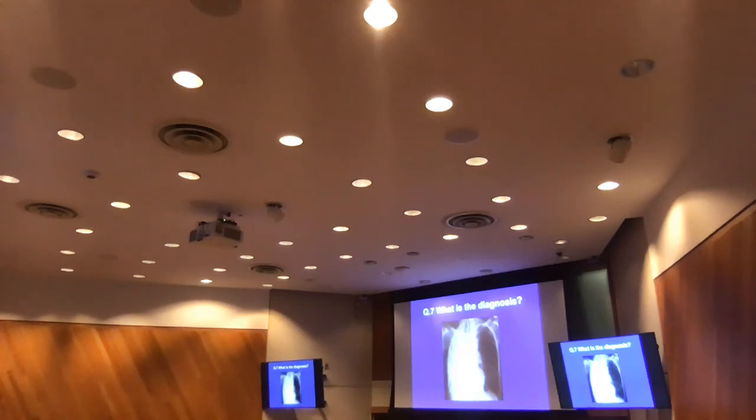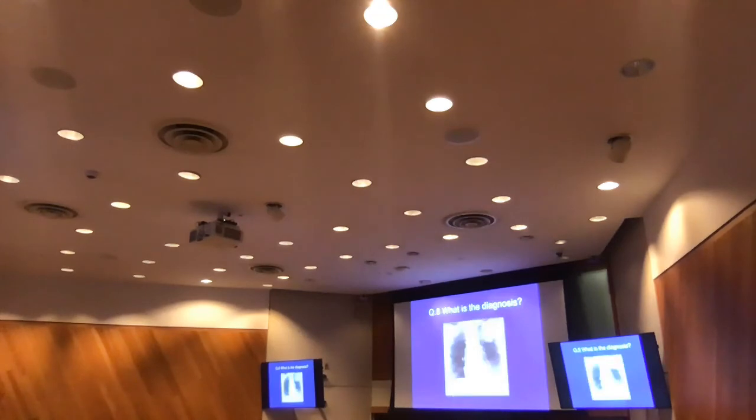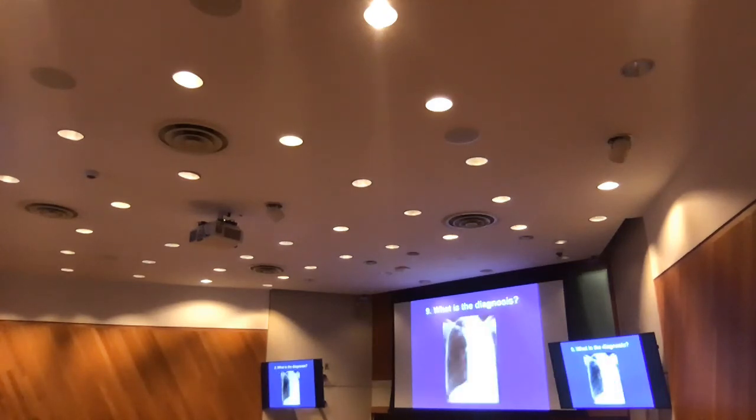This is where the midline should be. So the trachea is definitely shifted to the right side. What is it called? What are you going to call it? What about this? This time the left side is white out, and again the trachea is shifted to the left. What are you going to call it?